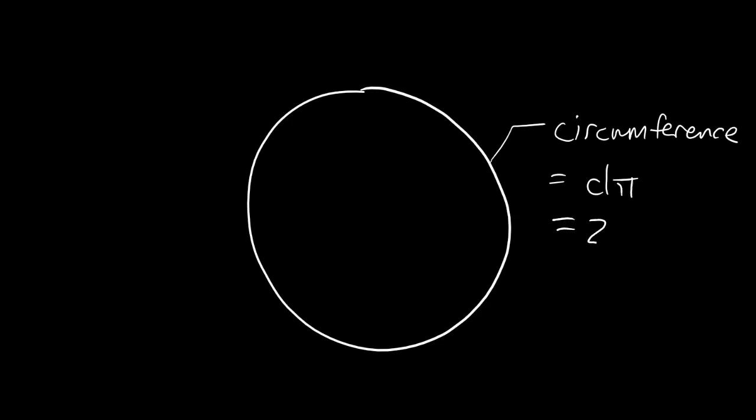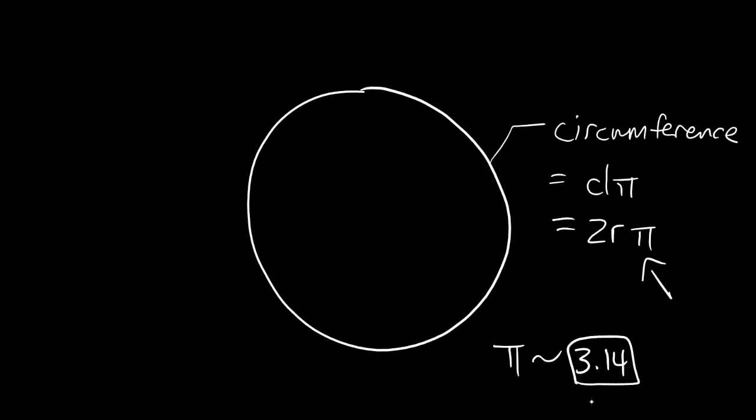The perimeter of a circle has a special name, the circumference. The circumference is equal to the diameter times pi, or 2 times the radius times pi. What is pi? Pi is about 3.14.